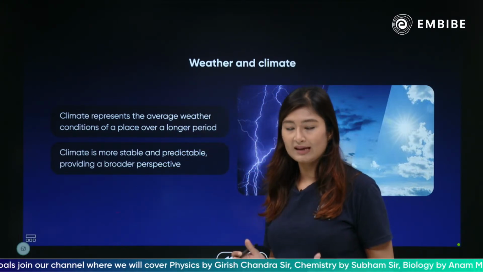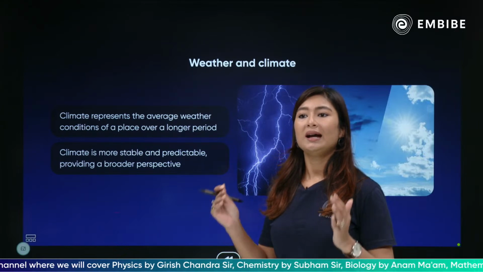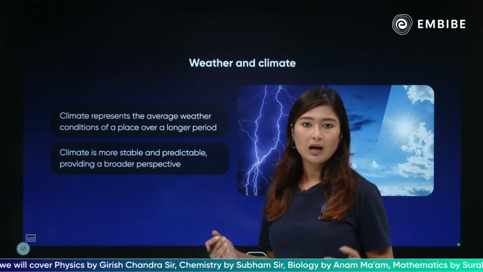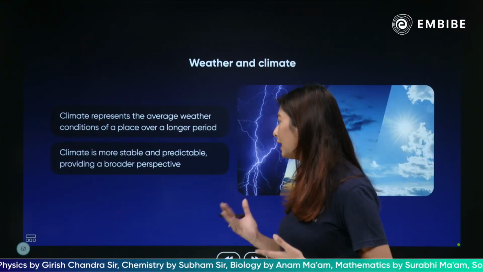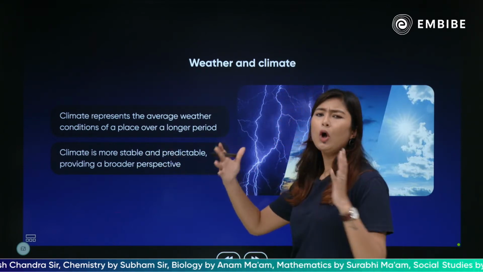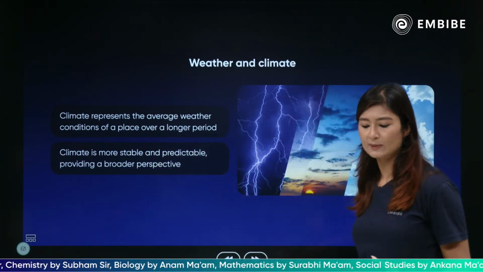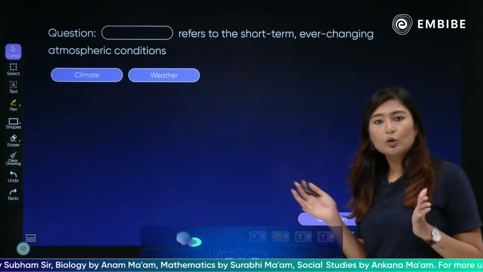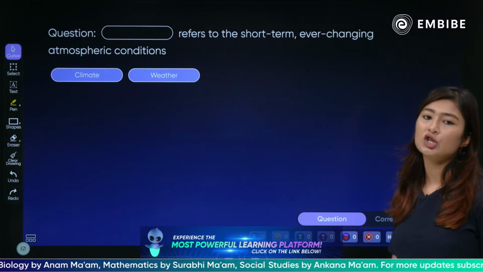It gives us a more stable observation. It is bound to be more predictable. You know better what will happen and what will not happen, and it gives you a broader perspective. Climate gives a broad perspective, while weather gives a narrow perspective that changes day on day.